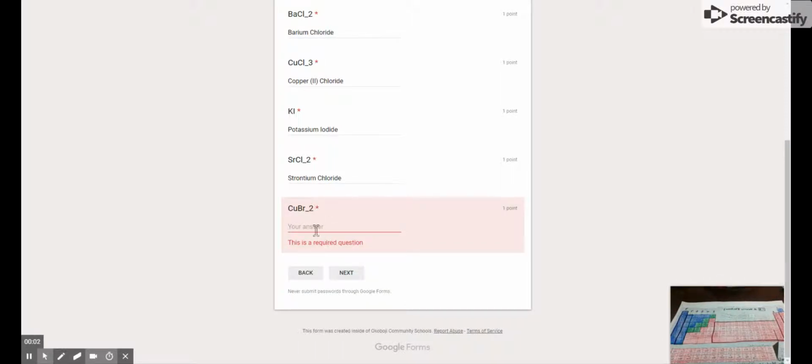Alright guys, I am going to continue showing you through this section 3 for chapter 5 homework. So far we've gotten through strontium chloride. Now I'm going to do copper bromide.